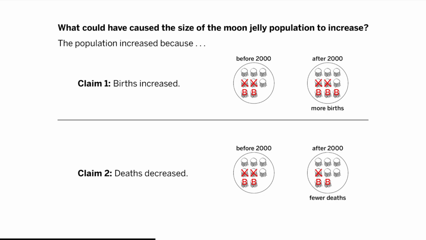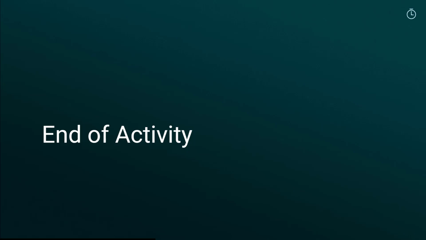Claim 2 says that the deaths decrease after the year 2000. The diagram shows that the moon jelly population is larger because there are fewer deaths. It shows 2 deaths before 2000 and 1 death after, while the number of births stayed the same. You will continue to gather evidence to determine whether moon jelly population increase was caused by more births or fewer deaths since the year 2000. End of activity.